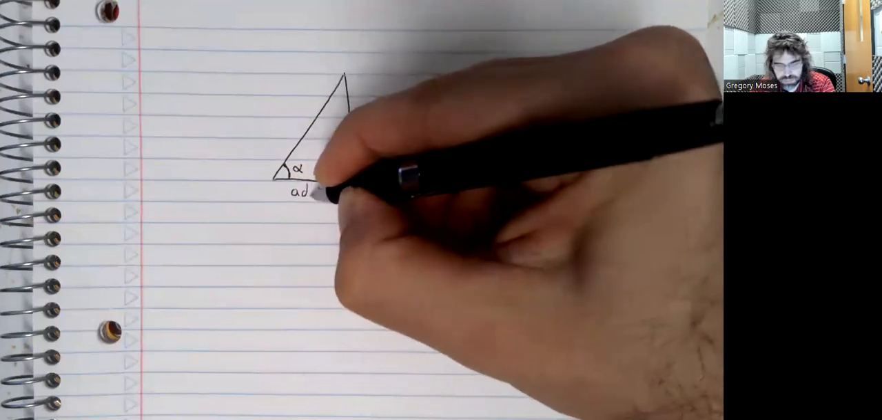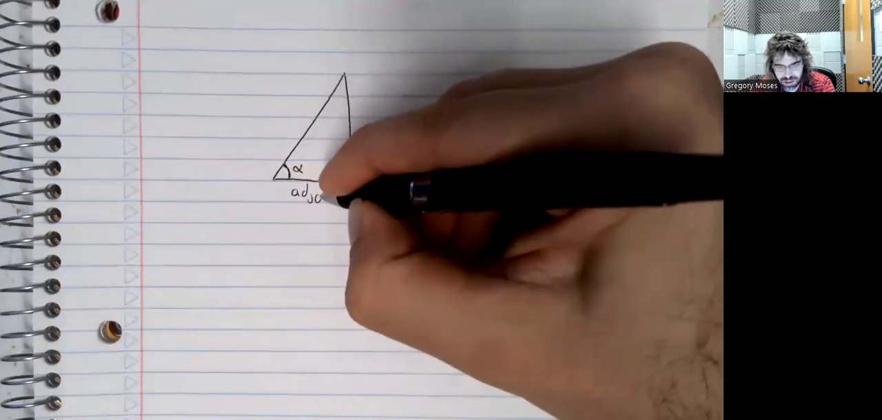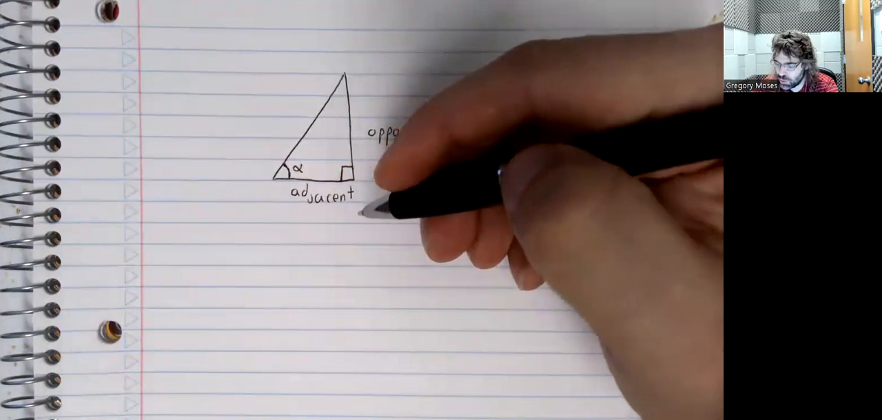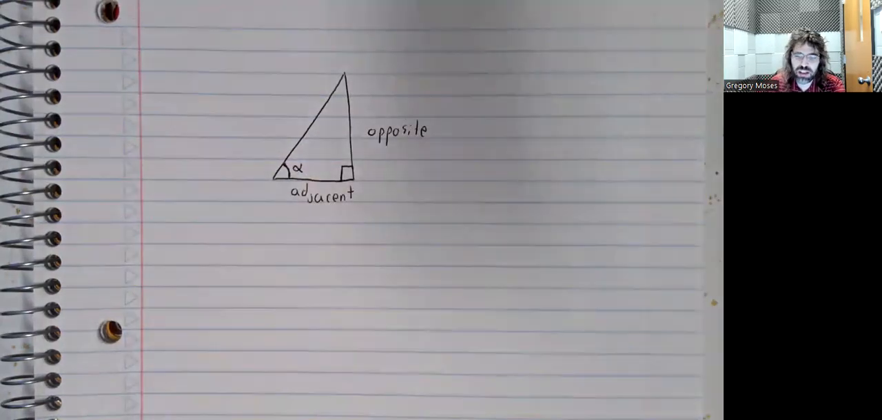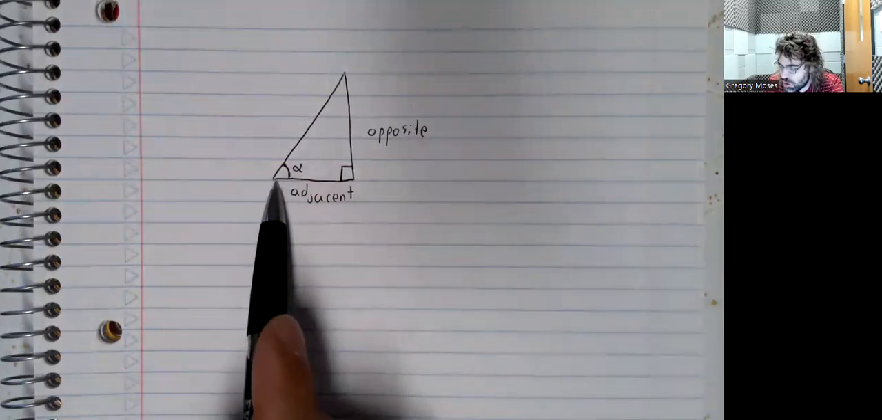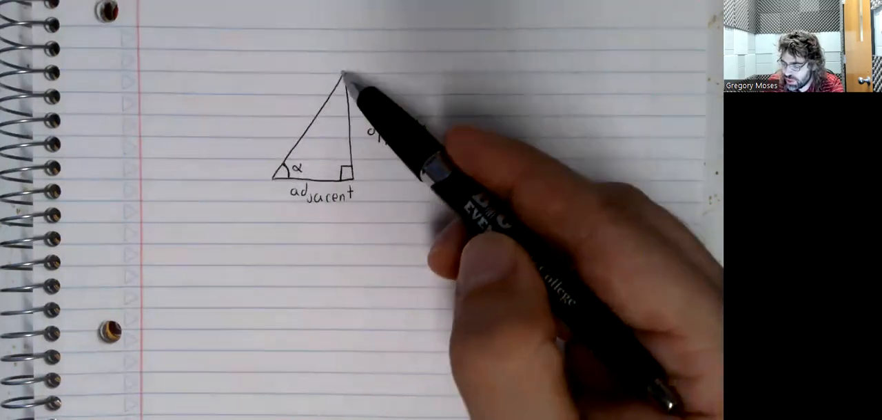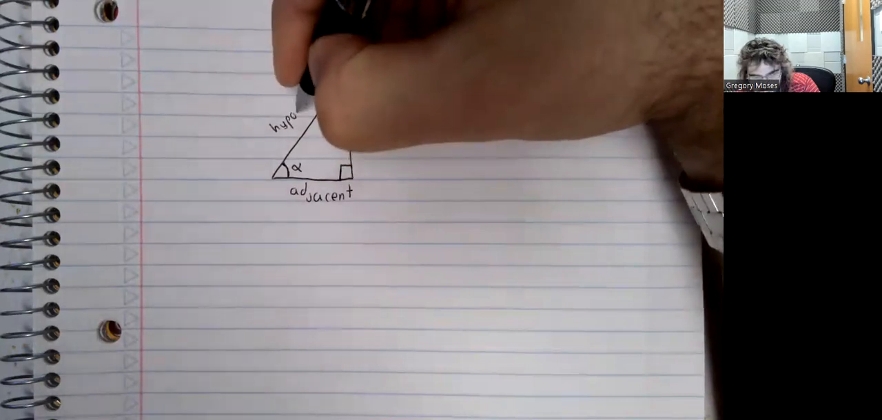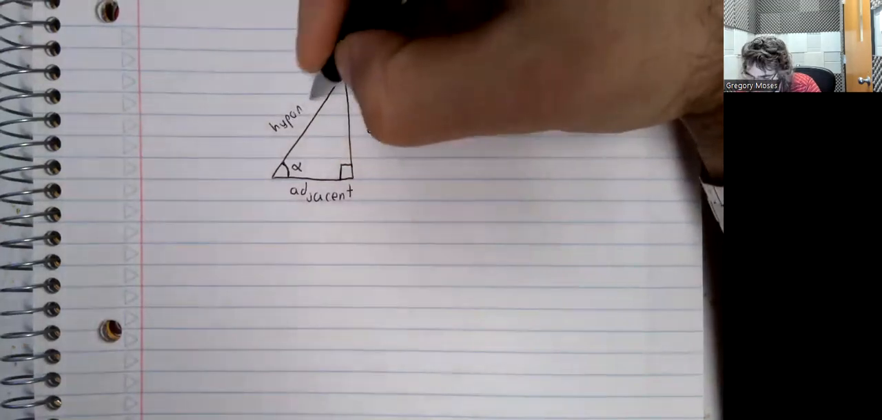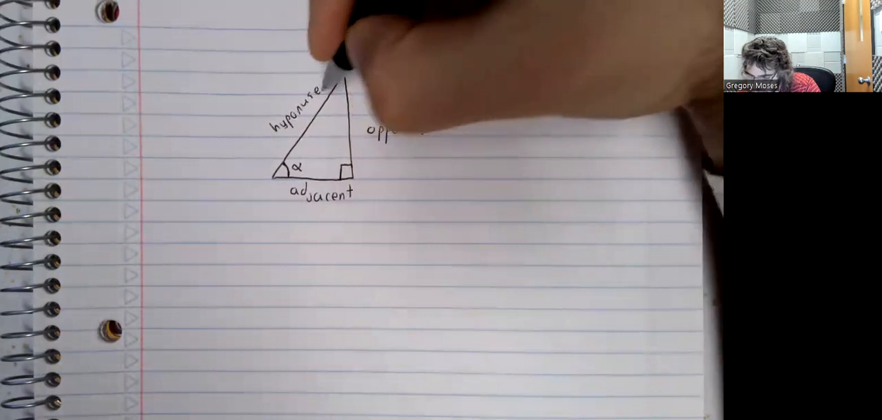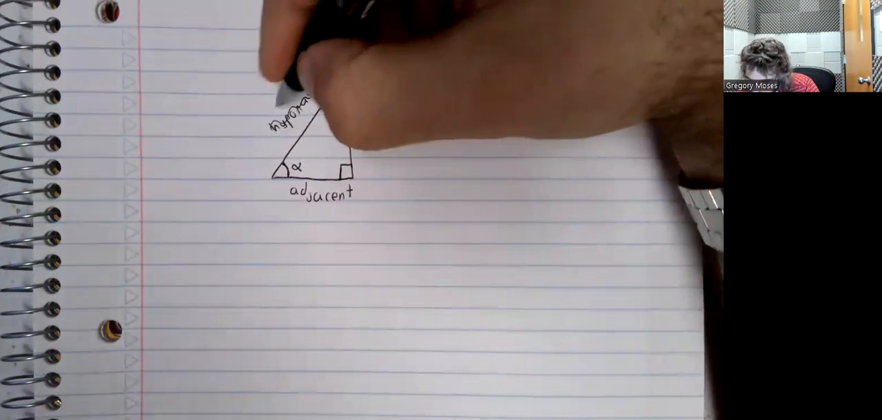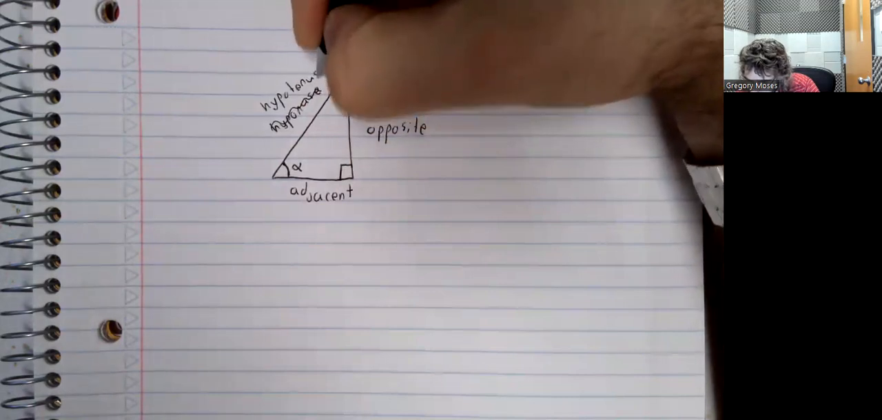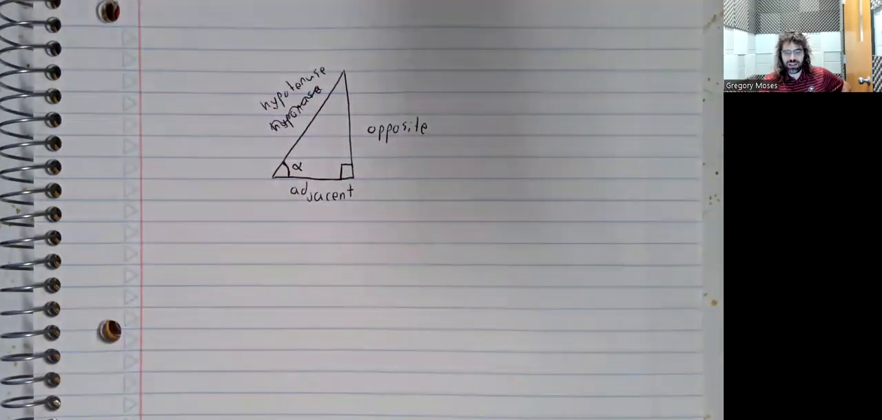This side, slightly more cryptically, is going to be said to be adjacent to the angle. I don't know any reason other than tradition that you'd call this side adjacent rather than the hypotenuse, but the hypotenuse doesn't get called adjacent. The hypotenuse gets called the hypotenuse. Let's try that spelling again.